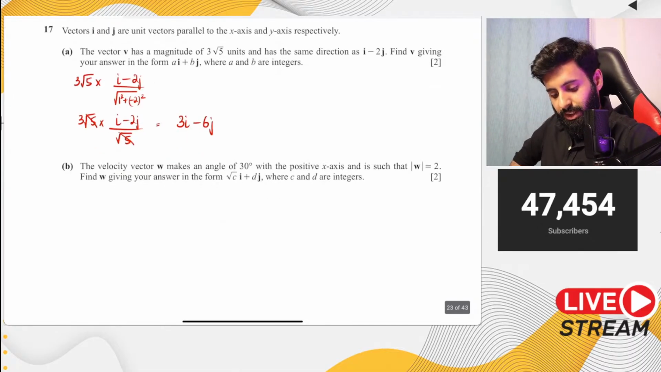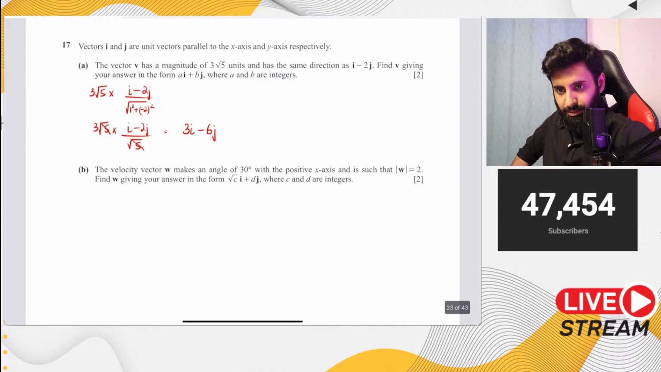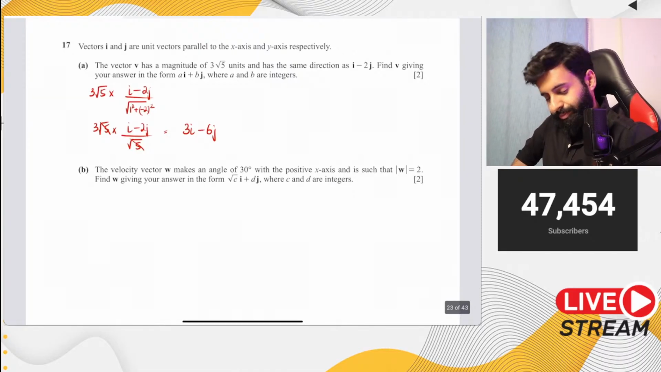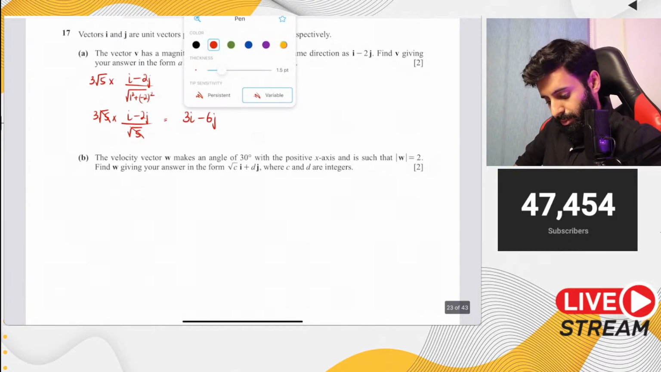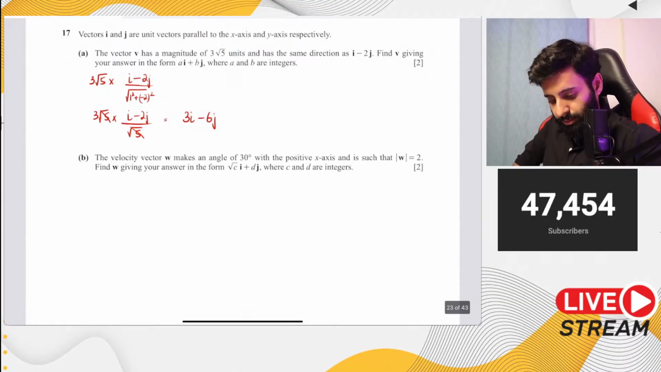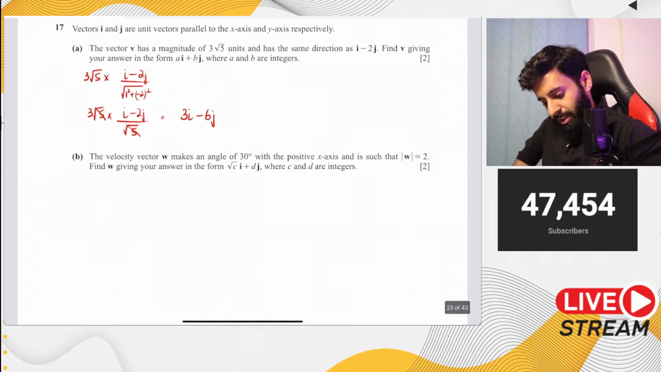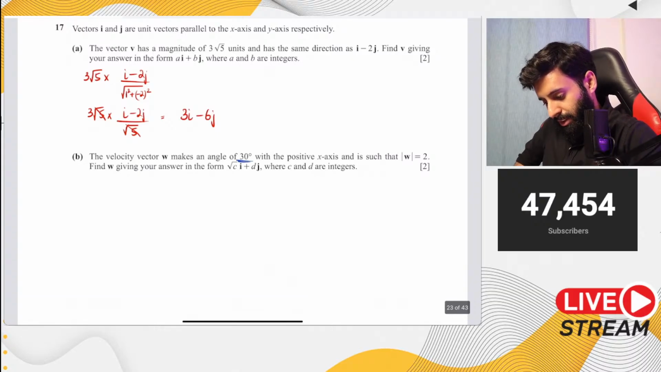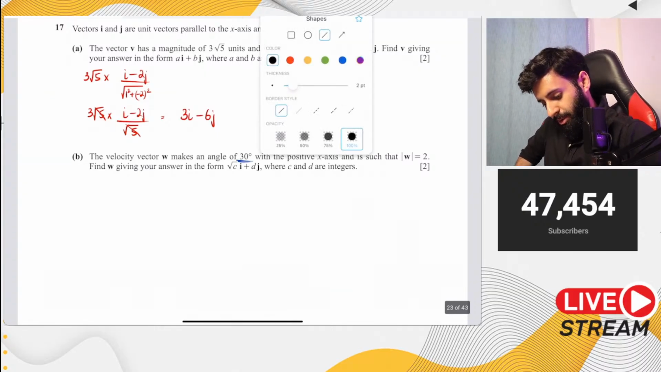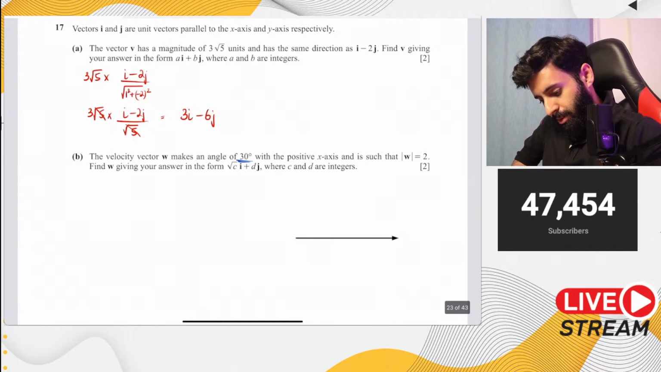The next part says, again, this is a velocity vector question. Like I said earlier, I have a detailed stream on this, so you guys can check it out from there. Abhi main bas is question ko solve kar raha hu. It says the velocity vector w makes an angle of 30 degrees with the positive x-axis such that the magnitude is 2. Find w in the form of so and so.